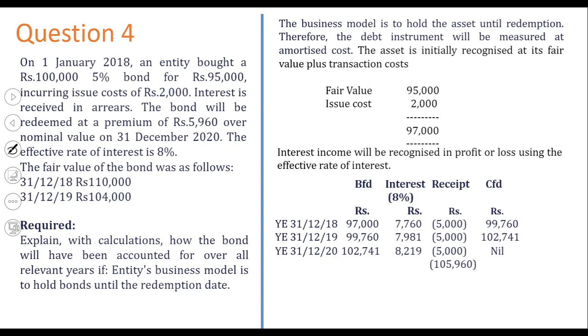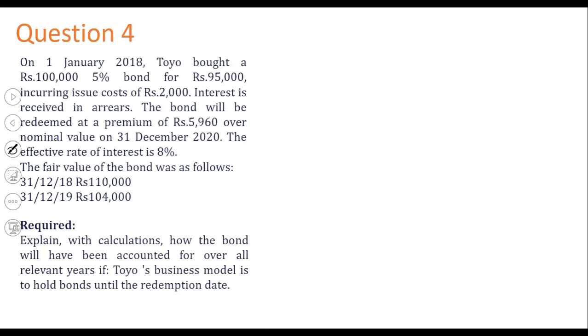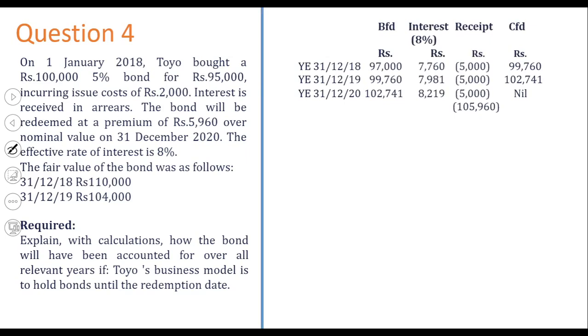Right? Okay. So we are moving to the second category. The second question: explain with calculation how the bond should be accounted for in all relevant years. Okay, right. So here the second category comes. See, this is the continuum of the same thing, right?